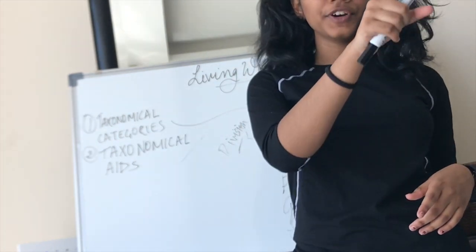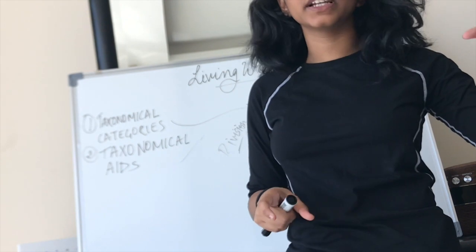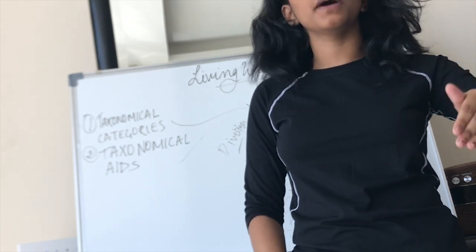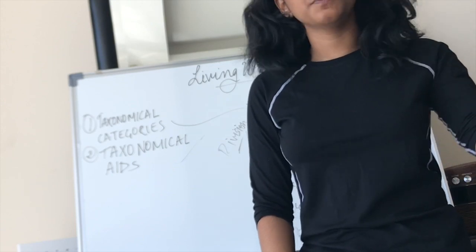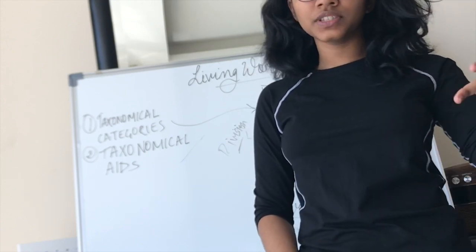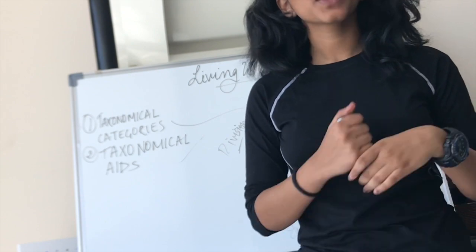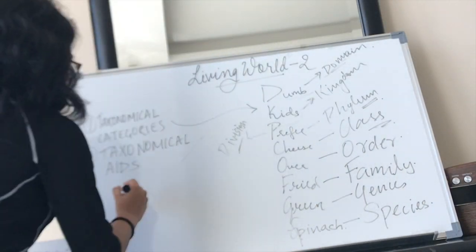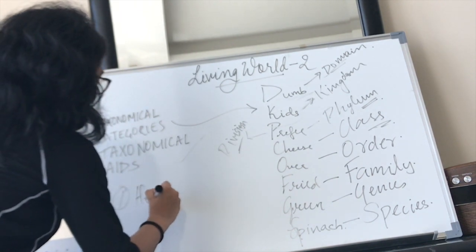And if you go to the first paragraph in NCERT where taxonomical aids is given, the first 3-4 points are important because they might ask you a question, what is the importance of taxonomical aids? If you write those 3 points, you're guaranteed 3 marks. Now let's move to the first aid, that is herbarium.